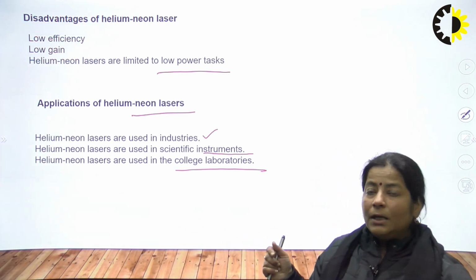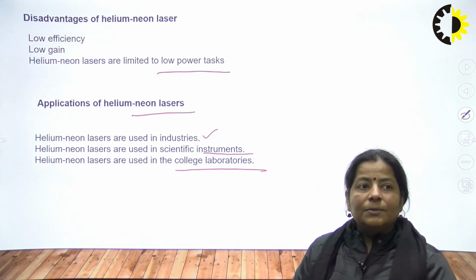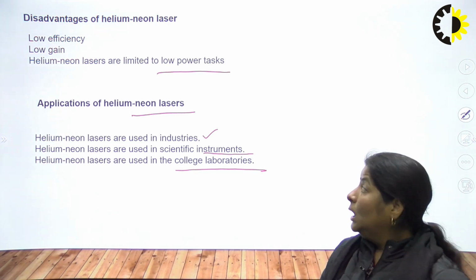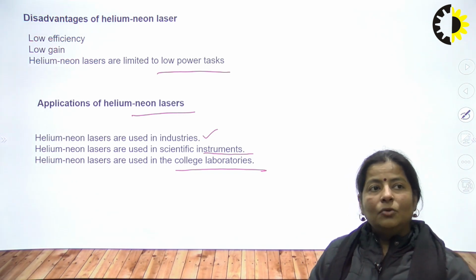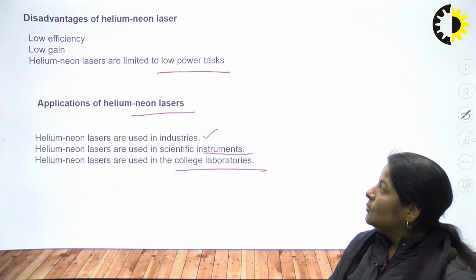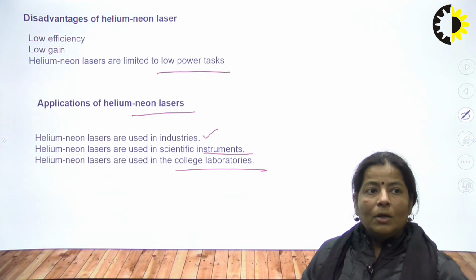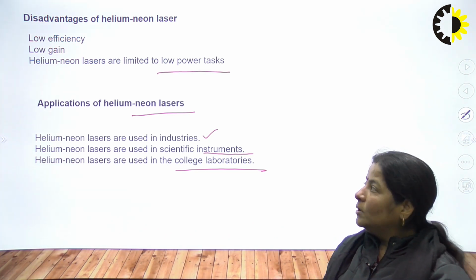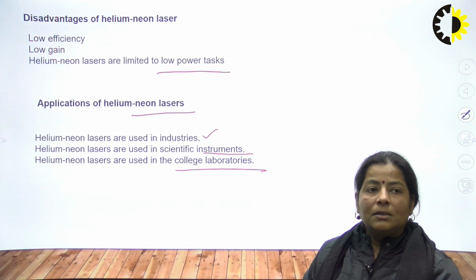So in this way, it was a small description about the two types of laser which are in our course, the helium neon laser and the ruby laser. I hope you have got an idea about these types of laser, and we will discuss some more parts of these lasers in the next lecture.